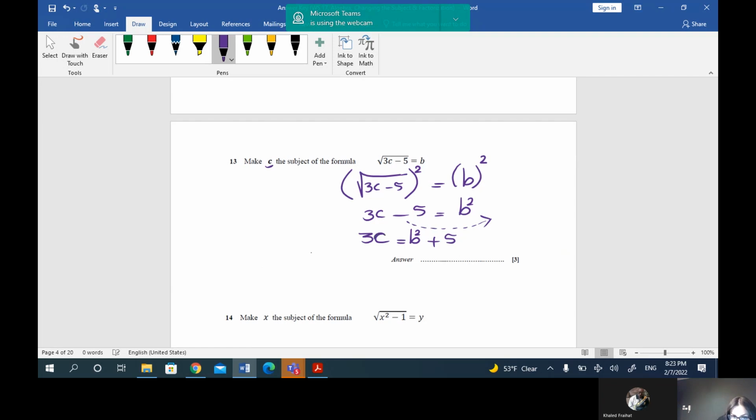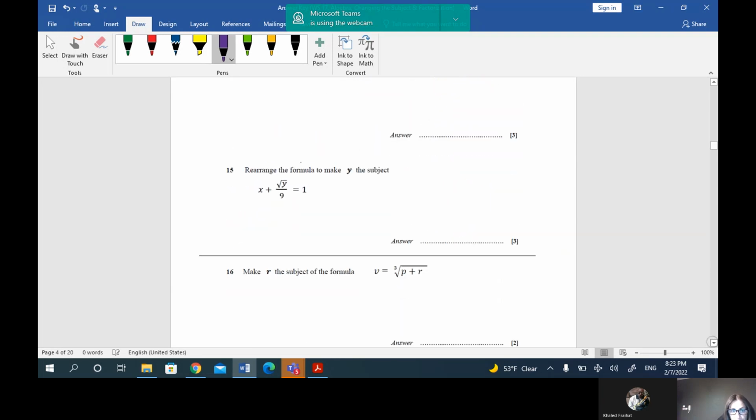So we want c as the subject, not 3c. So we're going to divide all this by 3. Remember, each term by 3 to get rid of the coefficient of c. So c is equal to the fraction b squared plus 5 all over 3. Or it can be as well 1 over 3 b squared plus 5 over 3.